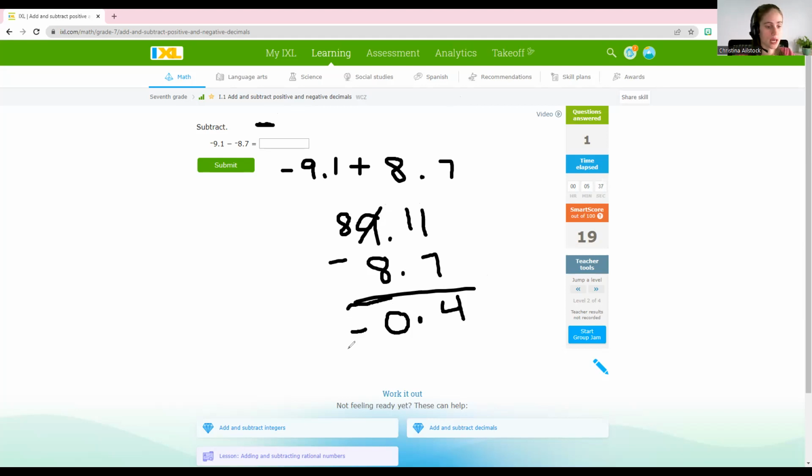Always make sure that when you're finished with your problem, you double check, you triple check your sign so you can get the proper credit for it in IXL, because there's nothing worse than doing it right on paper, but typing it wrong and it messing up your SMART score.